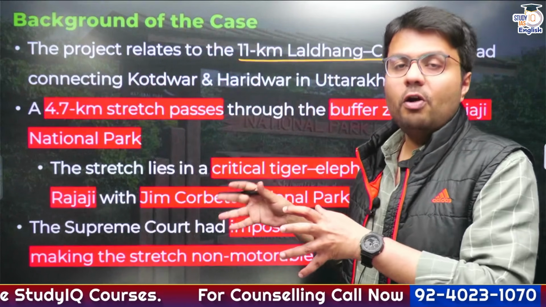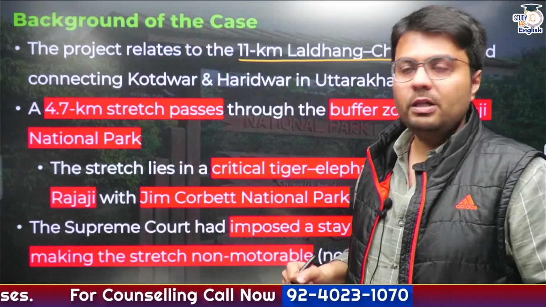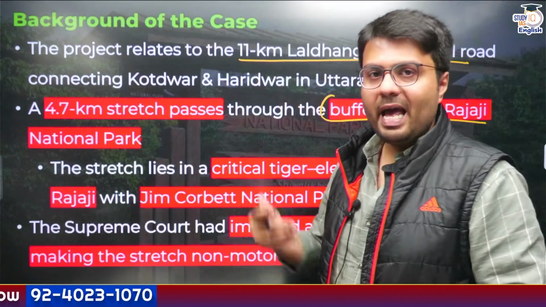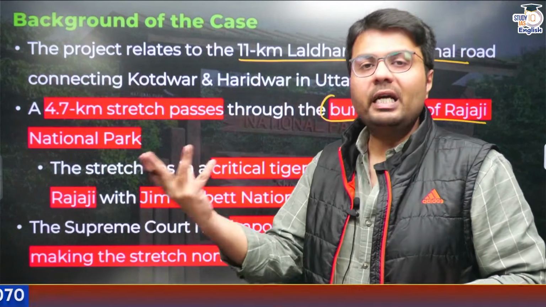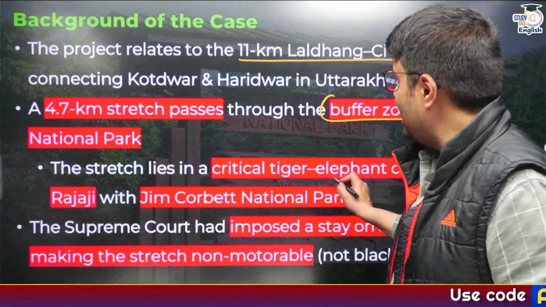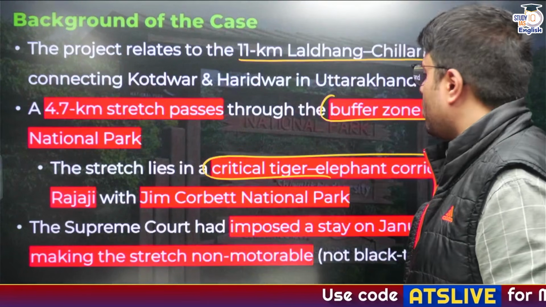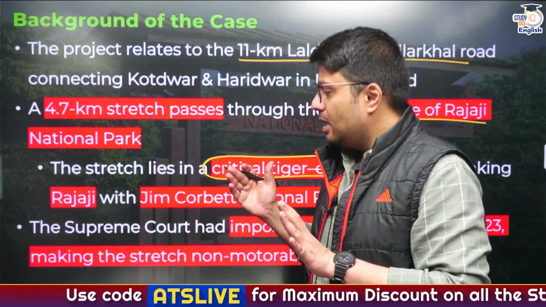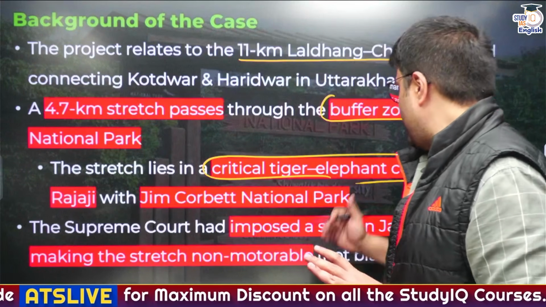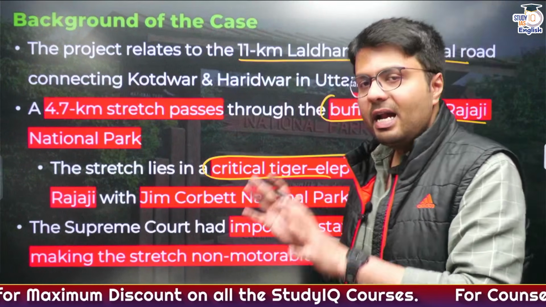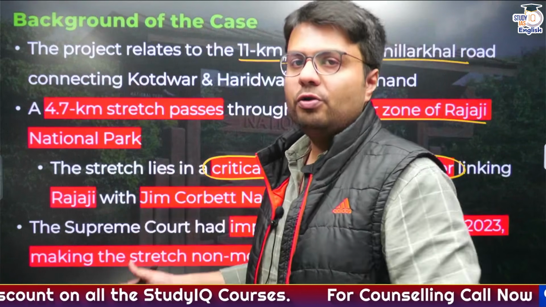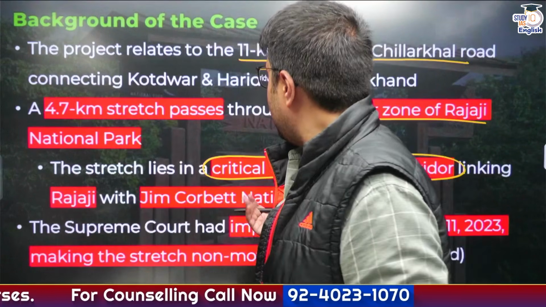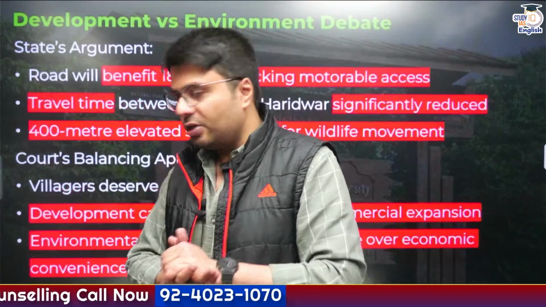Now, a 4.7-kilometer stretch where the issue was going on in the Supreme Court goes through the buffer zone of the Rajaji National Park, and this stretch is ecologically very important because it lies in a critical tiger-elephant corridor which links Rajaji with Jim Corbett National Park. The Supreme Court, back in 2023, had denied permission for construction of this road, obviously because it can lead to destruction of the critical tiger habitat in the region.